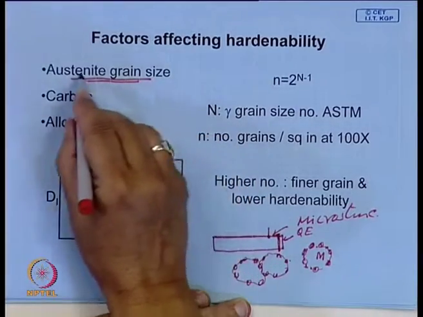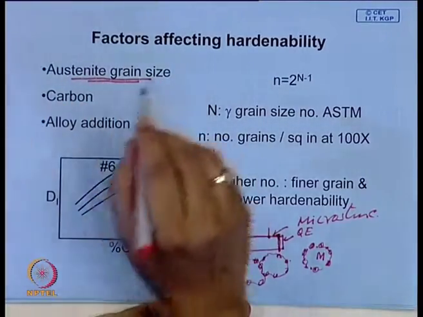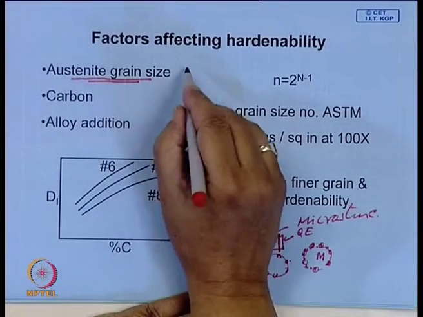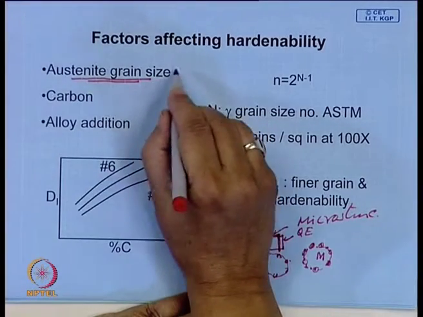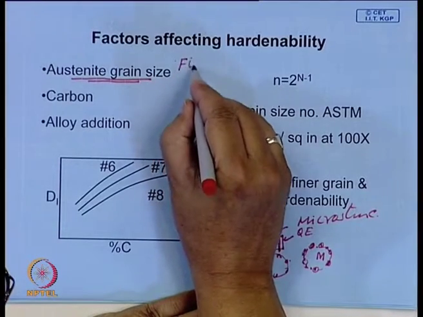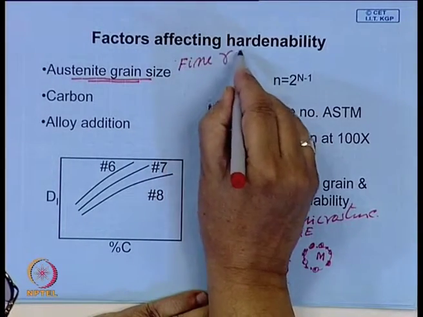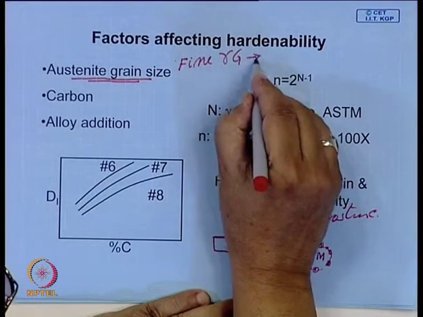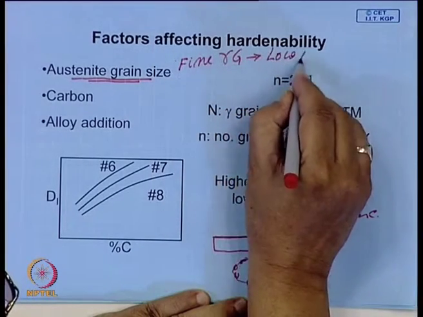And we have just seen that a fine austenite grain size has low hardenability. Fine austenite grain, then low hardenability.